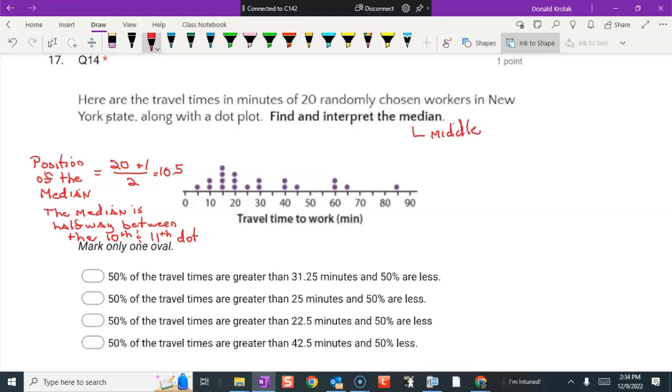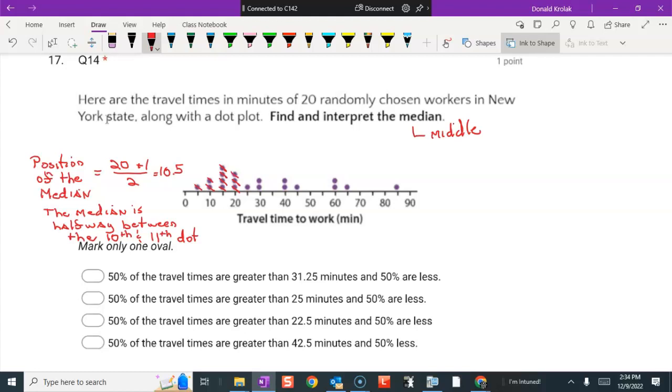Okay, so to do that from a dot plot, we want to find the position of the median, which means we take the number of dots, 20, add 1, divided by 2, that's 21 divided by 2, which is 10.5. So that means the median is going to be located halfway between the 10th and 11th dot. So I start counting down here at the bottom. This would be 1, 2, 3, 4, 5, 6, 7, 8, 9, 10.